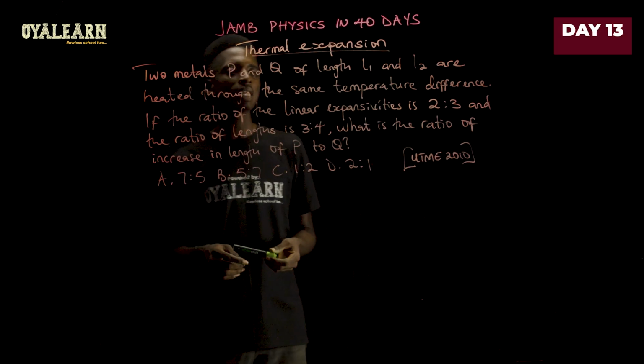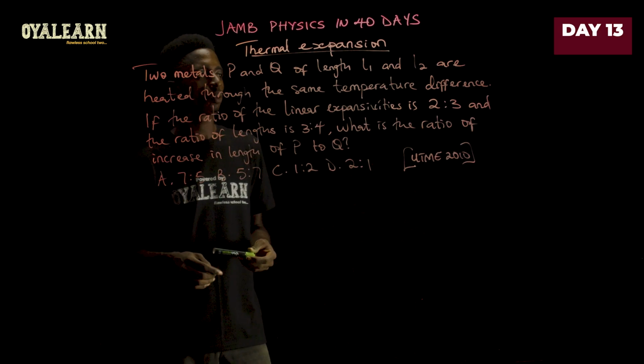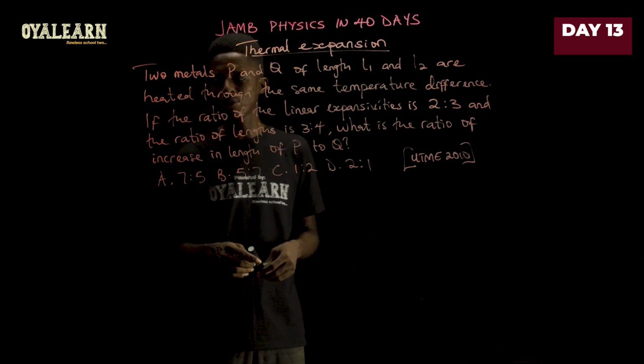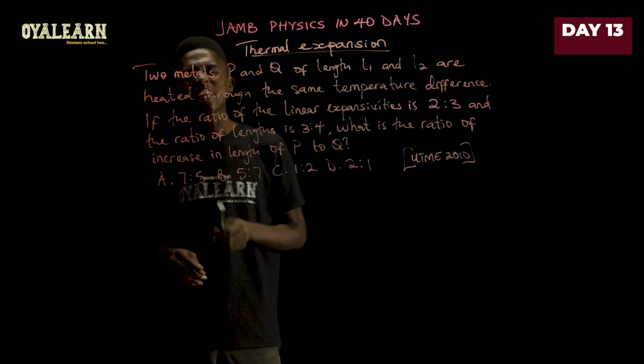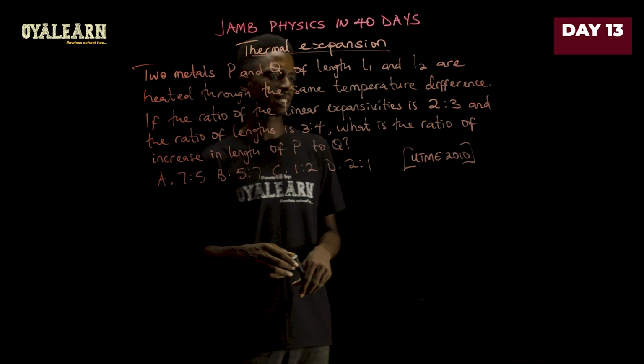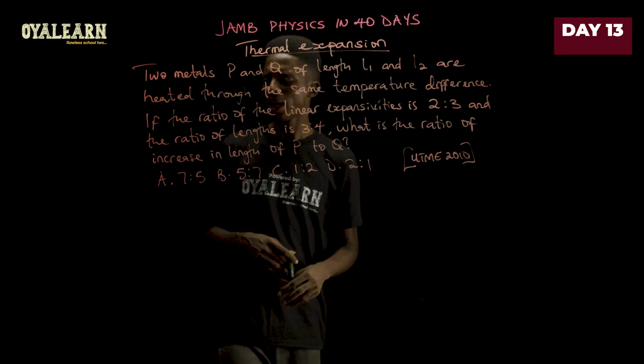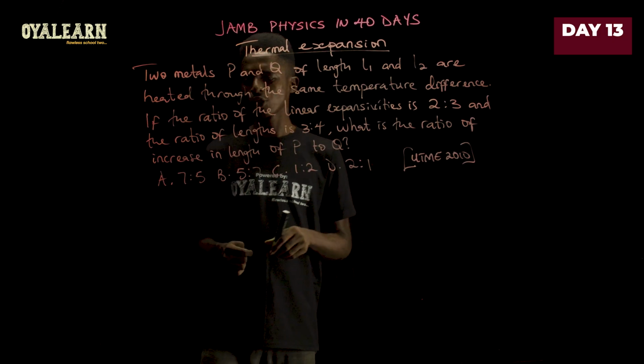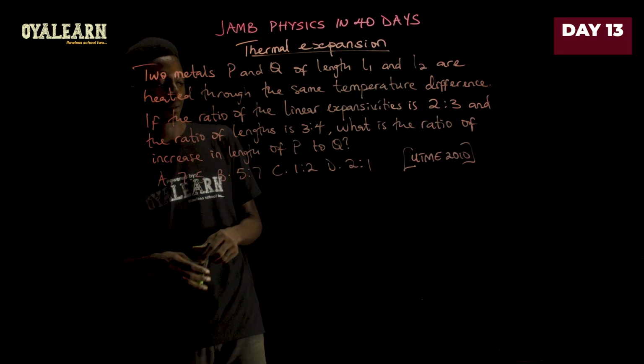Two metals, P and Q, of lengths L1 and L2, are heated through the same temperature difference. If the ratio of the linear expansivities is 2:3 and the ratio of the lengths is 3:4, what is the ratio of the increase in length of P and Q?